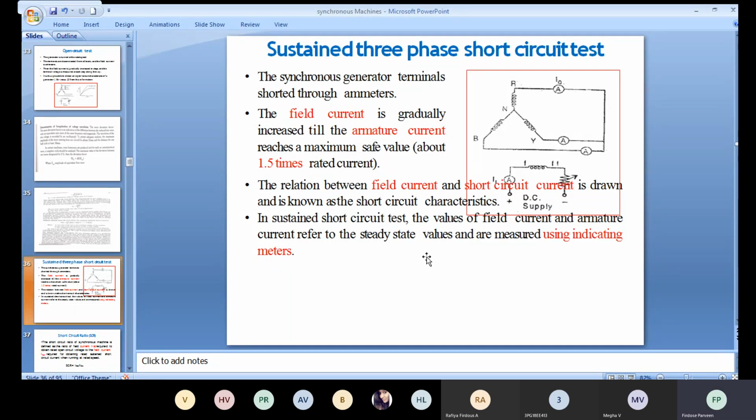In the sustained short circuit test, the values of field current and armature current refer to the steady state values and are measured using indicating meters.